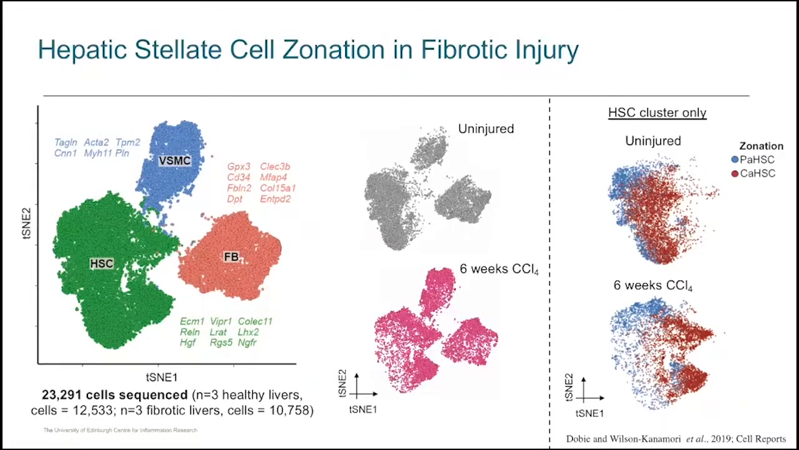Interestingly, when we mapped our uninjured zonation signatures, that is the 81 genes, onto the stellate cluster, it was clear that these areas, the two horizontal peaks, were dominated by cells with a central associated stellate signature, shown here in brown.